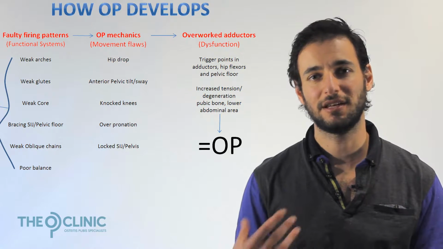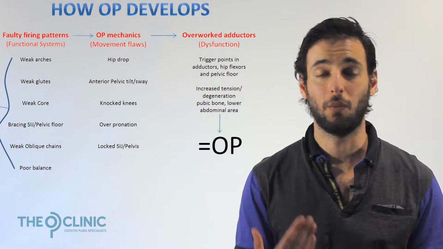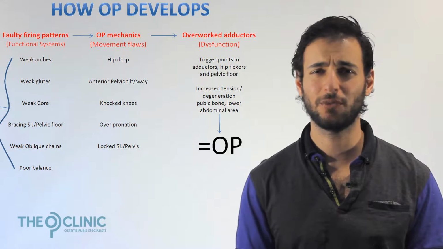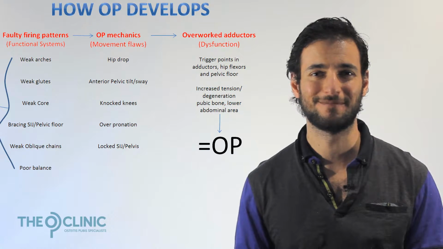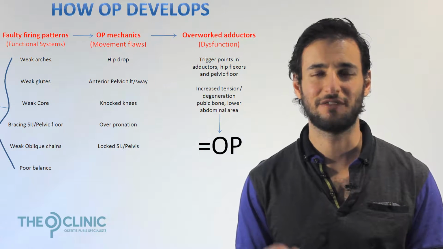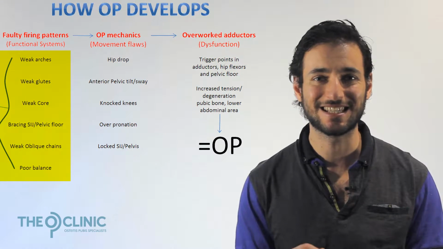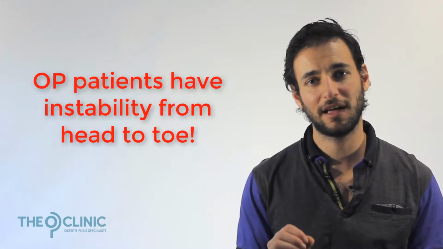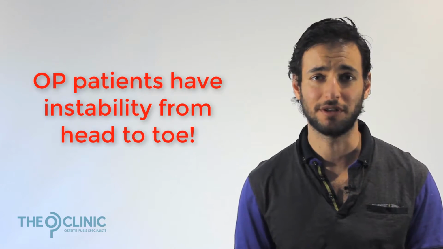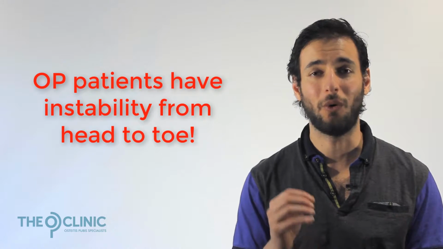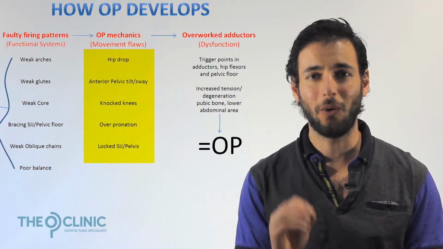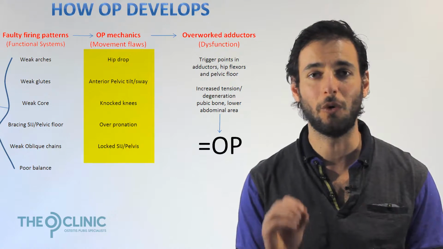Now, where things get interesting is, how do you go from having 1 or 2 dysfunctional systems and a hip drop or sore lower back, to the development of OP? This is the crux of it. Essentially, OP patients have weakness and dysfunction in all 6 functional systems. That means they are having difficulty stabilizing their entire bodies. And we then see all 5 of those faulty mechanics, those OP mechanics. All OP patients have some degree of all 5 of those.